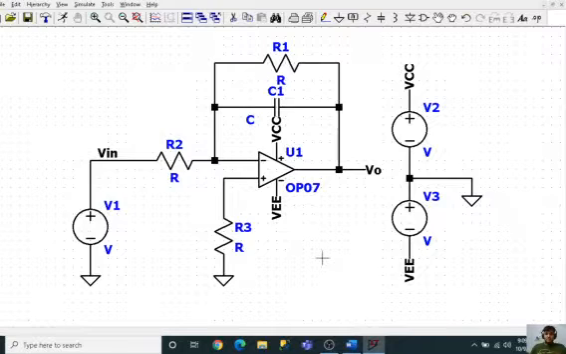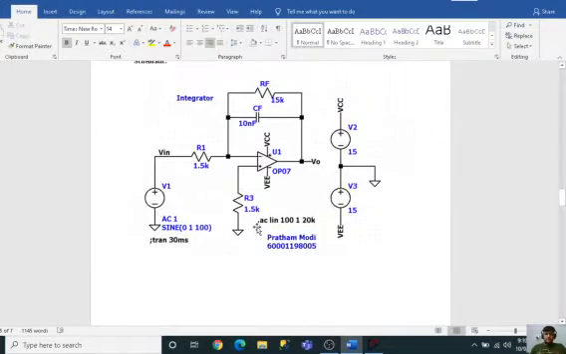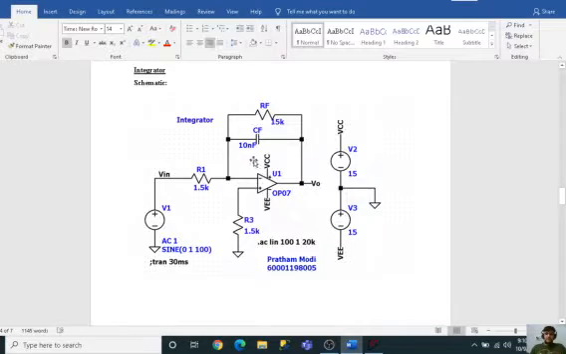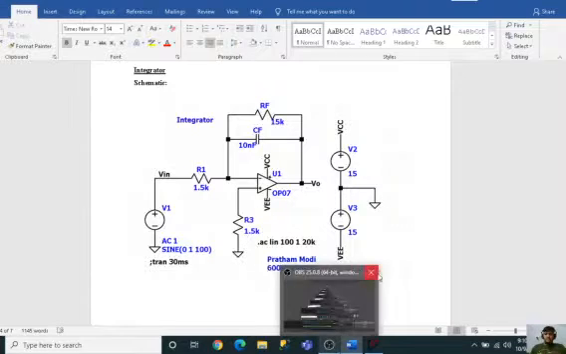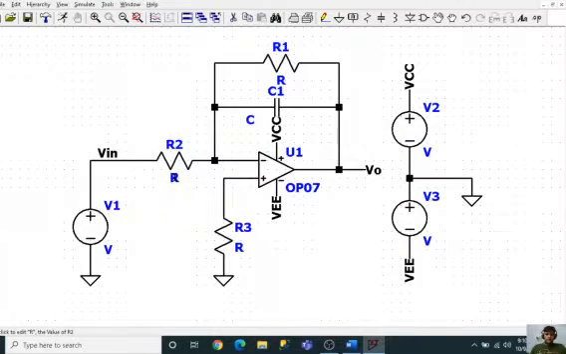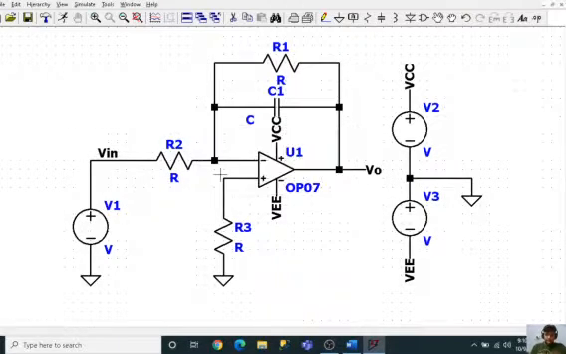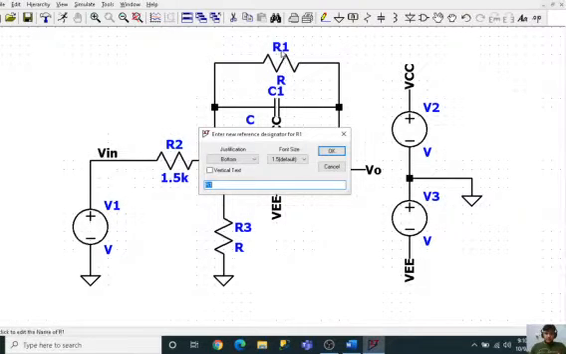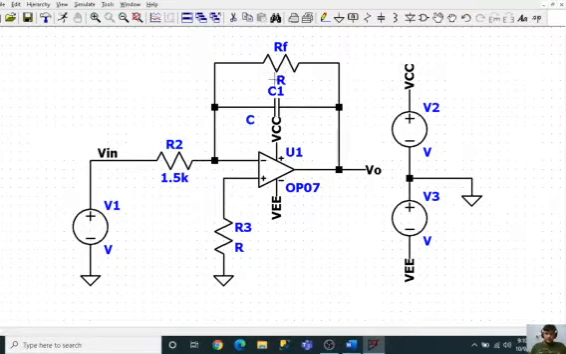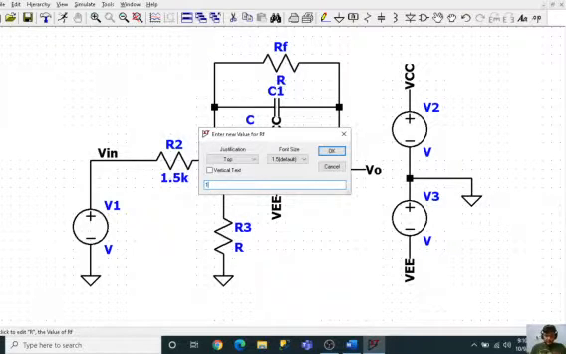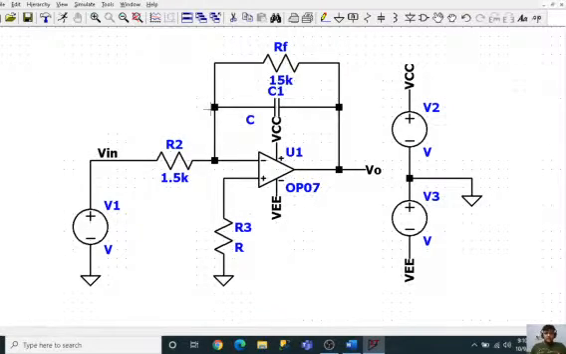So as we saw earlier in our calculations, I will be giving 15K to RF, 10 nanofarads to CF, 1.5K to R1 and 1.5K to R3, which is a ROM. So let me give the values to each of them. 1.5K, this is RF, and RF is given as 15K. This basically directly implies that it is 10 times of FA. This is my FA input, FB, this is my output. 1.5 into 10 is equal to 15K.